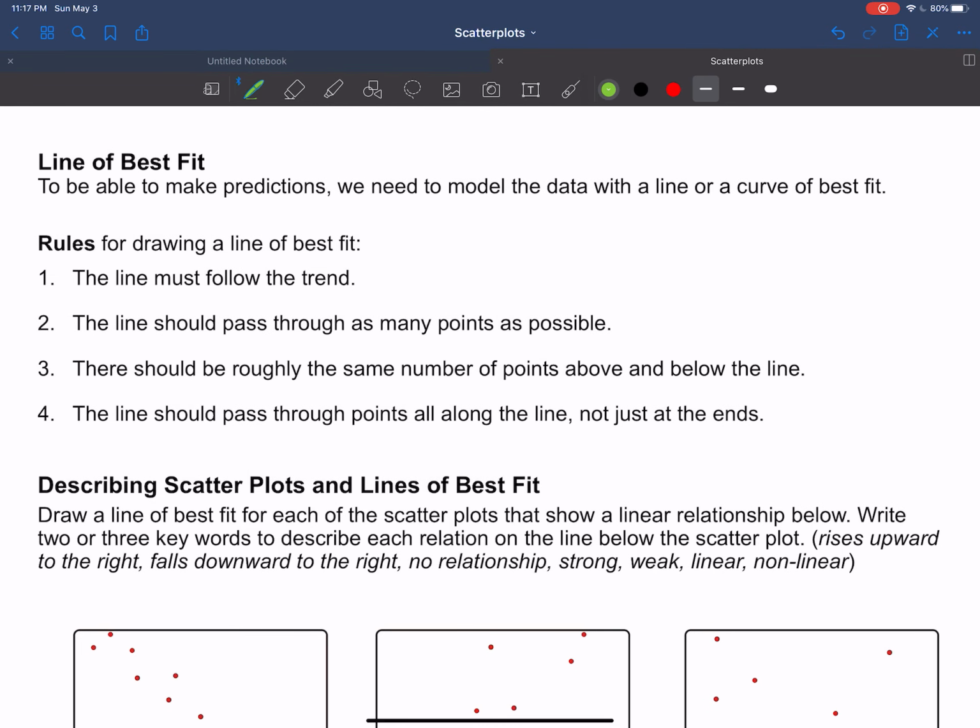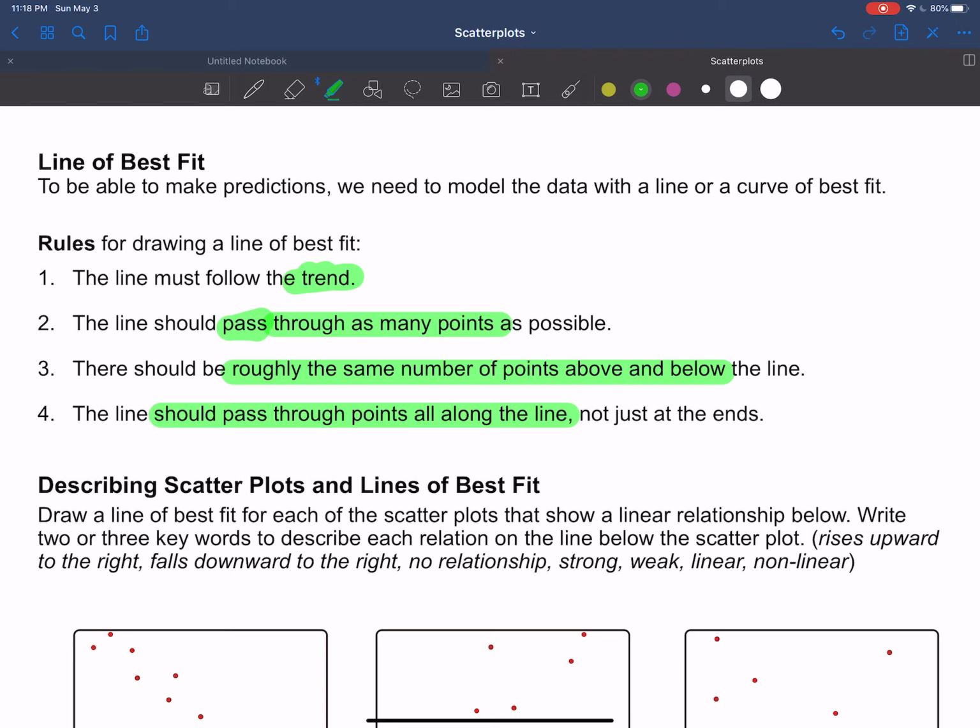Okay, line of best fit. You can read through all this. I'm just going to quickly go through it and say it has to follow the trend. Go through as many points as possible. There should be roughly the same number of points on top and below. And you should pass through points all along the line, not just the end. So don't just join the first dot and the last dot.